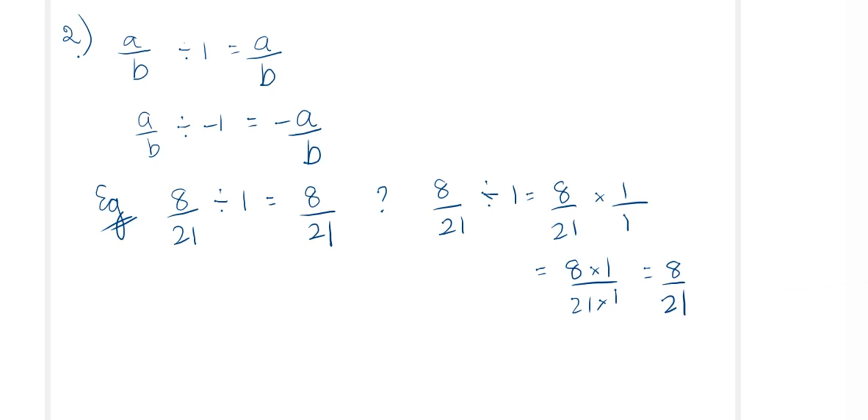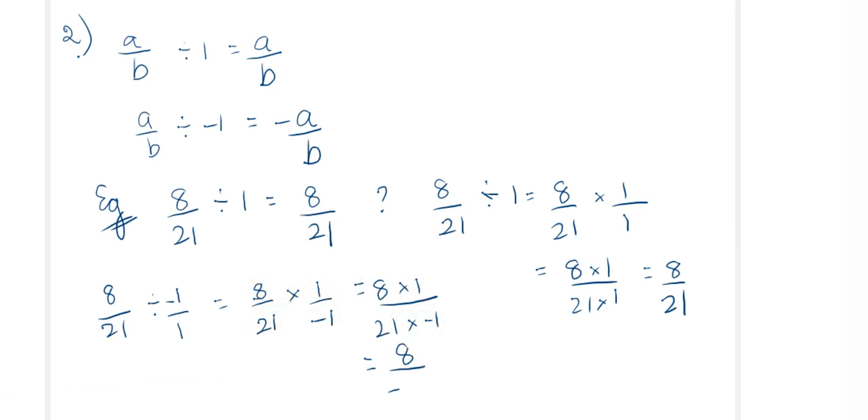Similarly, we'll take another example. 8 by 21 divided by minus 1. So minus 1 can be written as minus 1 by 1. So this is nothing but 8 by 21 into 1 by minus 1. So 8 into 1 and 21 into minus 1. So it's 8 by minus 21. Always you should not leave your denominator negative. So we will multiply both the numerator and denominator by minus 1. So you get minus 8 by 21.